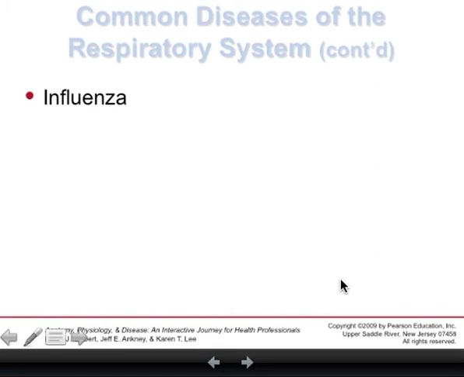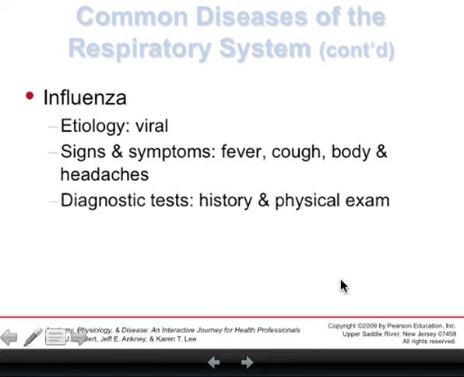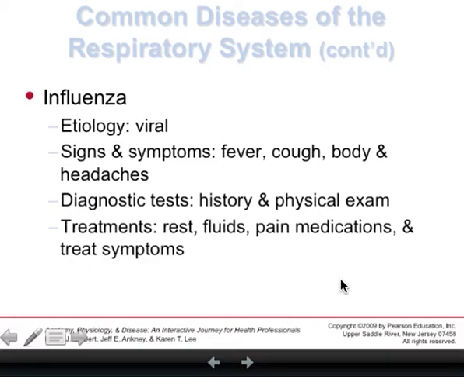Okay, flu. Let's be aware of the flu because there's a flu epidemic rushing through the United States right now. It's viral in origin. Signs and symptoms are fever, cough, and body and headaches, so soreness throughout the body. We do a history and a physical for a diagnosis. And the treatments are rest, fluids, pain meds, and treating the symptoms.